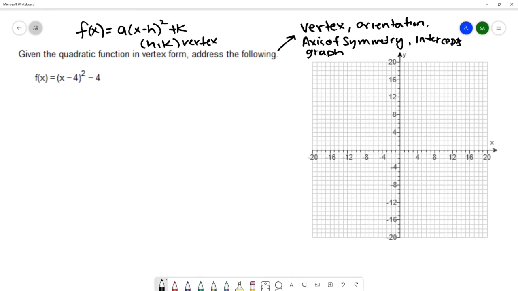So our function is written in that vertex form. After the minus sign, we can see that we have a 4. That's going to be our x-coordinate of the vertex. And then right here we have negative 4, that's the k, and that's the y-coordinate of our vertex. So we have a vertex that is (4, negative 4).